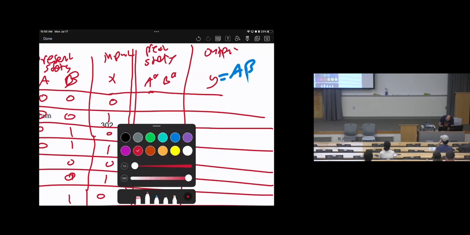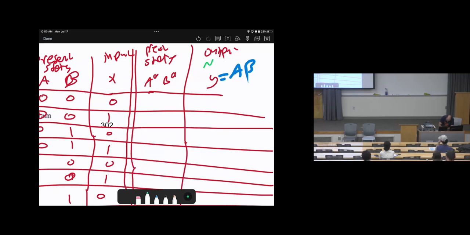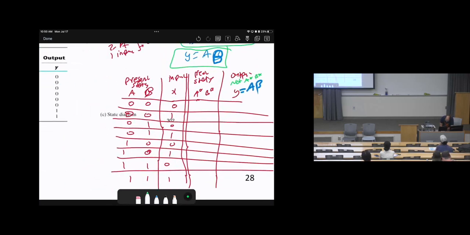A and B, I'm going to write it. Not A star, B star. So, to find the outputs, A and B, just AND gates. 0 times 0, 0. 0 times 1, 0. 1 times 0, 0. 1 times 1, 1.